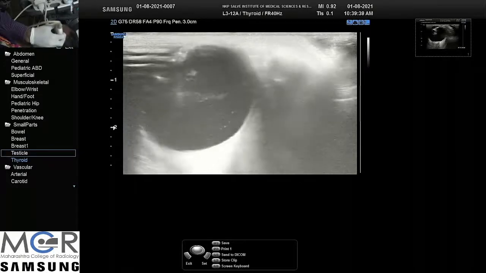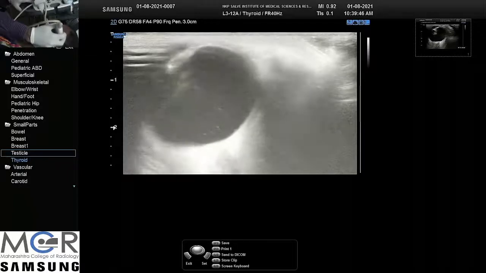See, they are freely mobile. Echoes as well as those thin membranes, they are mobile. So this could be a sign of inflammation in the posterior segment.